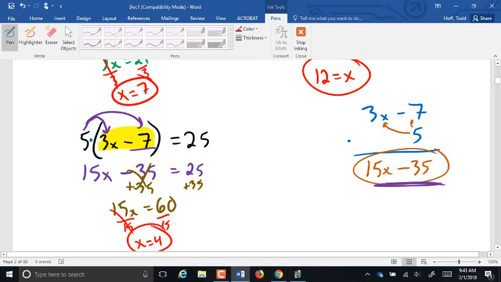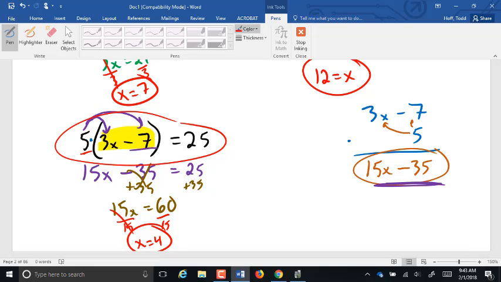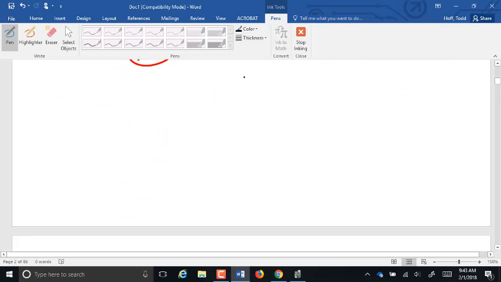Now I get asked every now and then when we do examples like this, up here, couldn't I just divide by 5 and have 3x minus 7 equals 5? In this case, that would work, but it doesn't always work. Because we can run into problems like this. Let me change my numbers a little bit there.